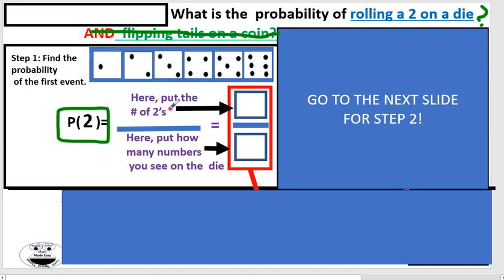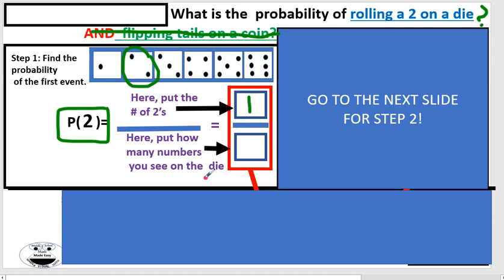We put how many 2's there are. I've seen students do this: they say, oh, I just put a 2 here because there's a 2 there. No, we are not just putting a 2 there. We are putting how many 2's there are, so we have to count. How many 2's do you see on the die? I only see 1, so we're just going to write 1 here.